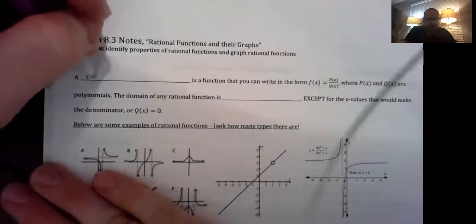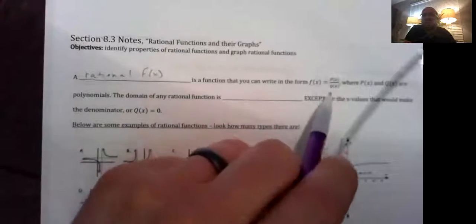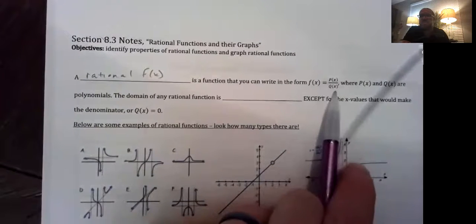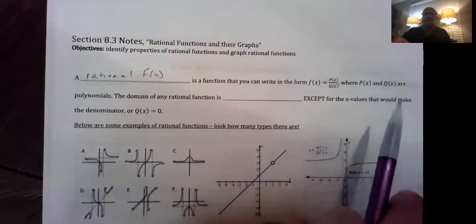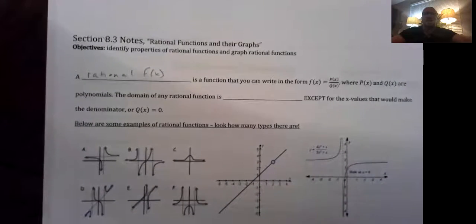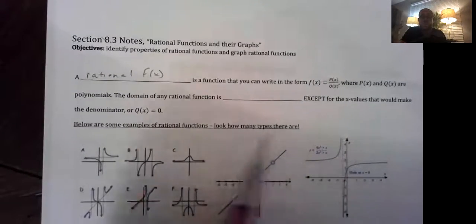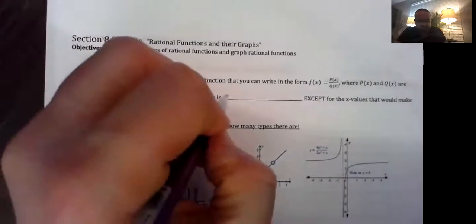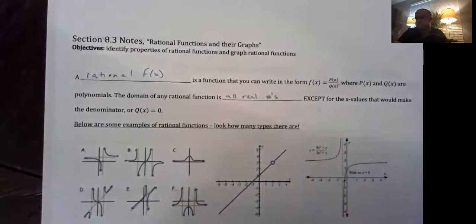So a rational function is a function that you can write in this form: f of x equals p of x over q of x, where p of x and q of x are just polynomials. All right. Like I said, we're really going to focus on the domain. The domain of any rational function is all real numbers except for the x values that would make the denominator equal to 0. Here are some examples of those.